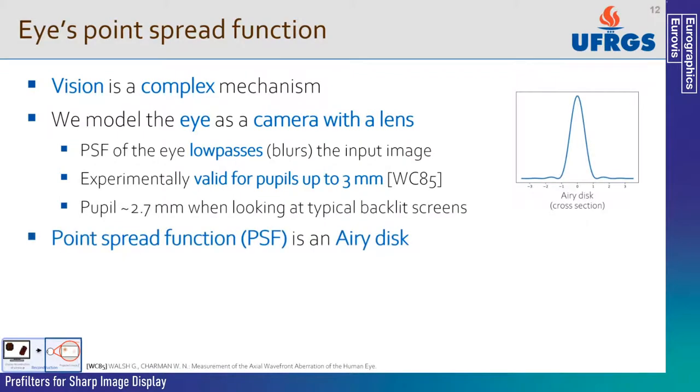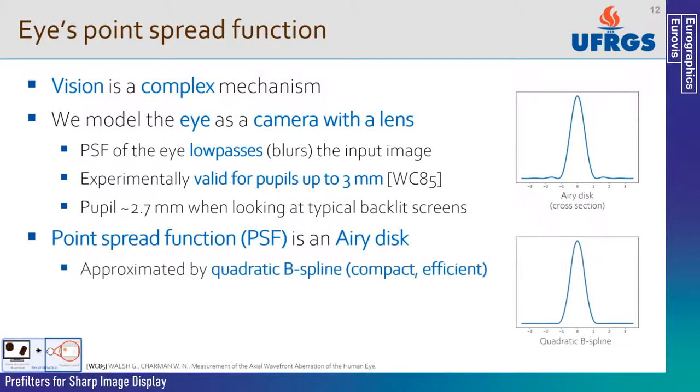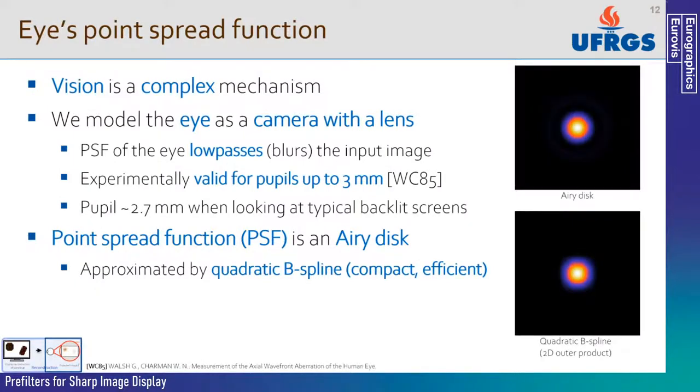A camera with a small circular aperture and perfectly focused has an Airy disk as a point spread function. For efficiency and simplicity, we approximate it by a scaled quadratic B-spline. This approximation is also valid in 2D, as shown here. Finally, the relative scale of the PSF depends on viewing distance.